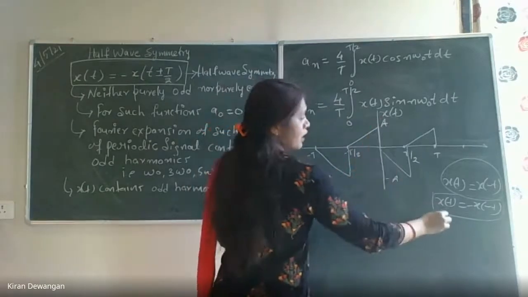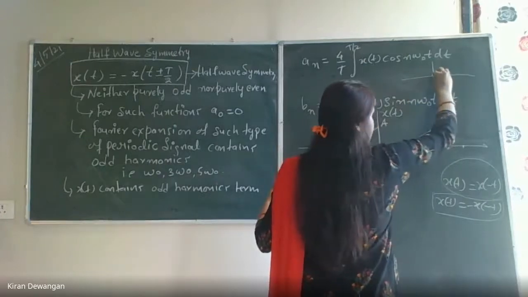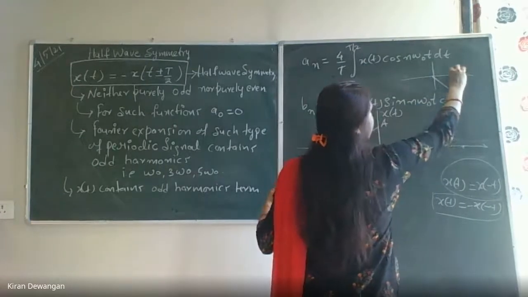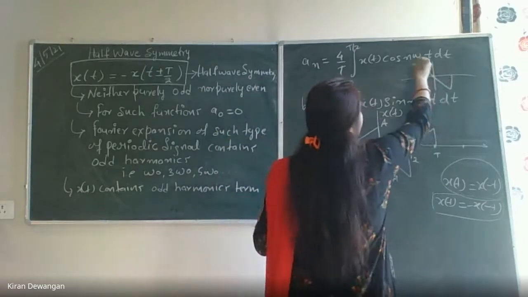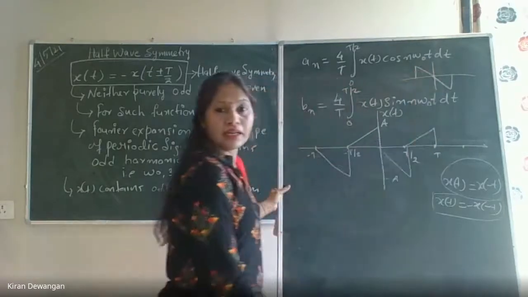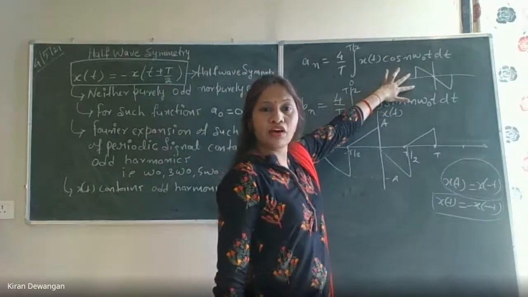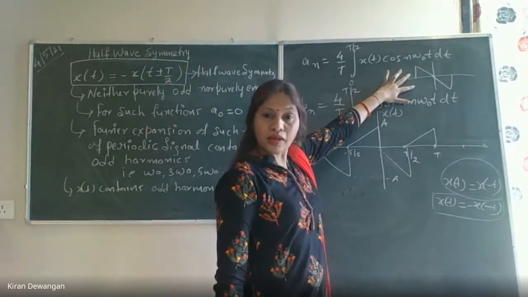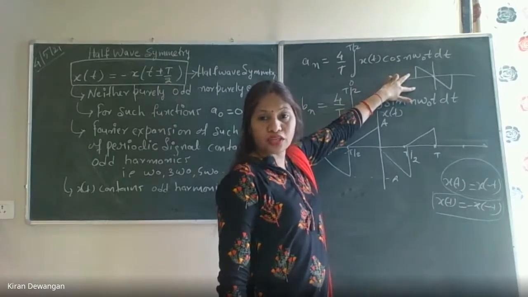What would happen if this were an odd signal? If it would have been an odd signal, it goes like this from here, so what would happen on the negative side? It would have been like this. Clear? So this will be a kind of odd signal. Are you getting my point, students? This will be an odd signal, if it were odd. Clear?